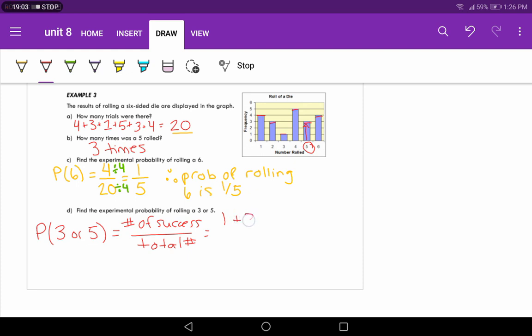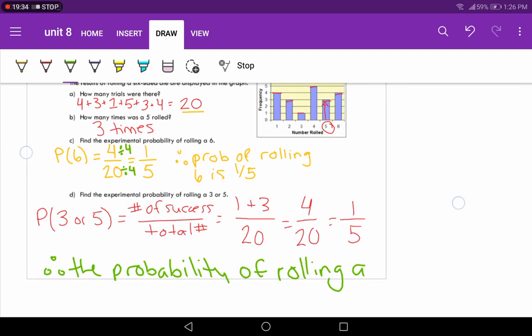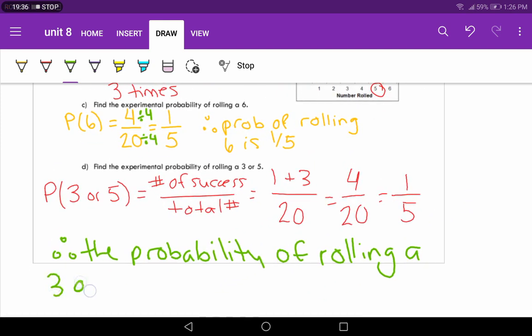So all we have to do is add those together. Again, the total isn't changing, right? We still only rolled it 20 times. So the probability of getting either a 3 or a 5 is 4 out of 20, which we know is equal to 1/5. And again, just for good habit, therefore, the probability of rolling a 3 or 5 is 1/5.